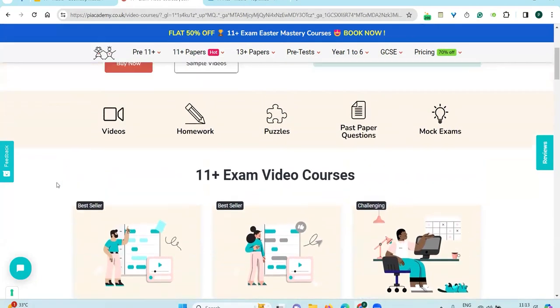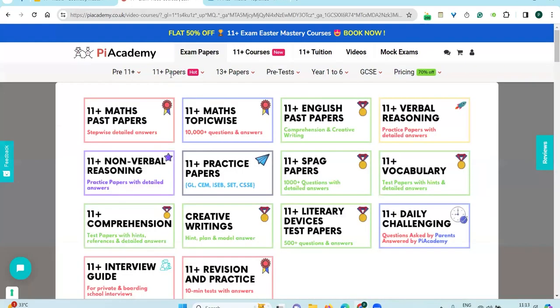And once you're done with that, you can move on to practicing the past paper questions. So depending on the school that you're targeting, depending on the subjects that the school is going to be testing you in, you can select which past paper questions make more sense to you.